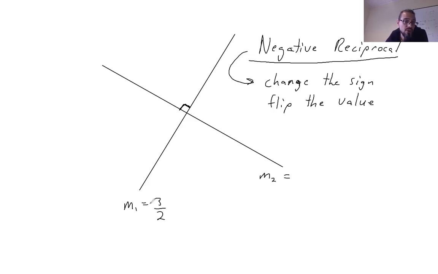Okay, so we started off with a slope of 3/2. The perpendicular slope, we've got to change the sign. So this is positive, negative, and then flip it. You've got 2/3. Okay, so these are two lines and they have perpendicular slopes. Why? They're negative reciprocals of one another.